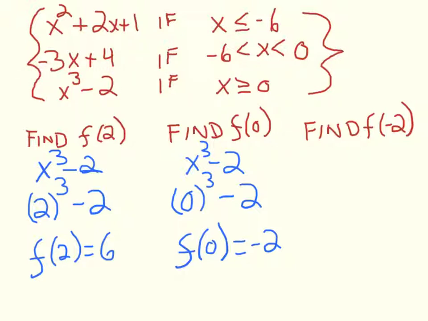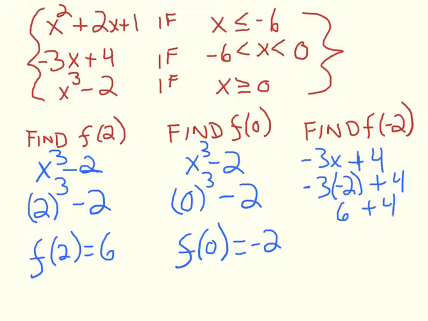So I take my second equation, I'll rewrite that one, -3x plus 4. Okay, so I'm going to plug this in, -3, and again I use parentheses, times -2 plus 4. -3 times -2 is 6. 6 plus 4 gives me 10. So f of -2 is equal to 10.